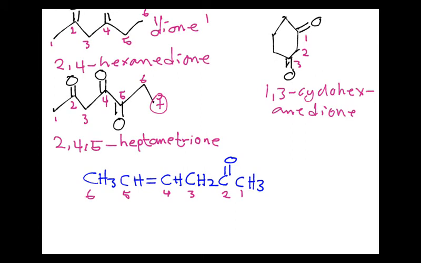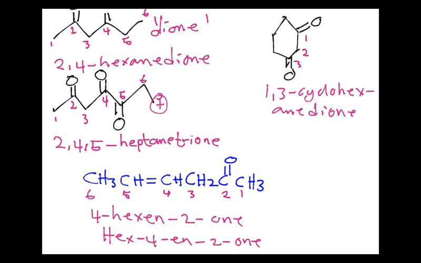The alkene functional group is on carbon number 4, so let's say 4-hexene, and then remember the ketone, so we bring 2-one on. Or we can name it otherwise by saying this is hex-4-en-2-one. Good.